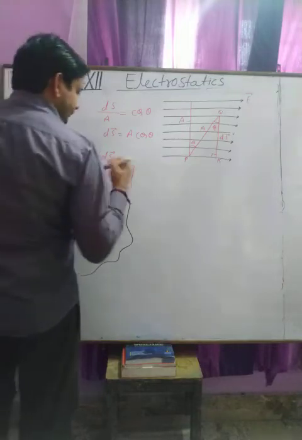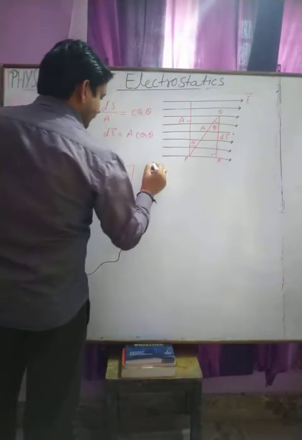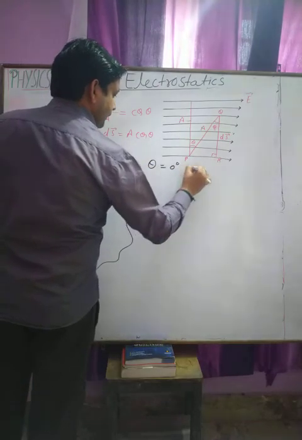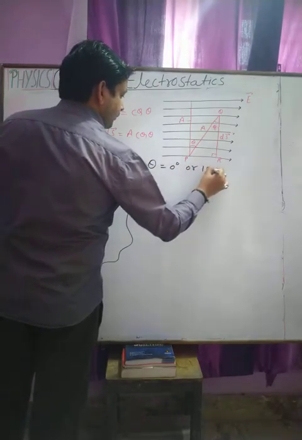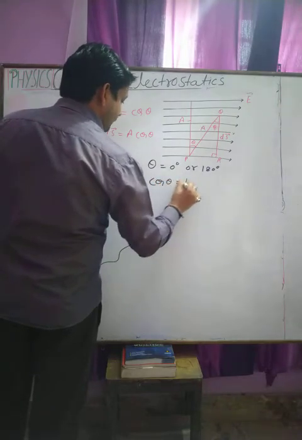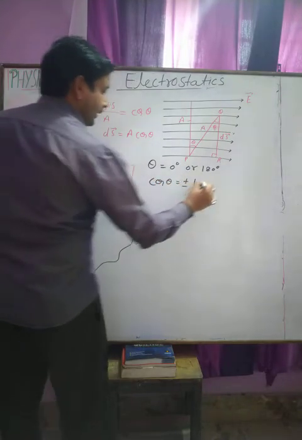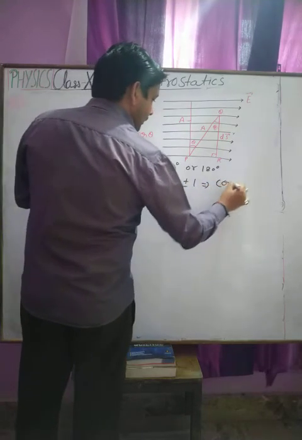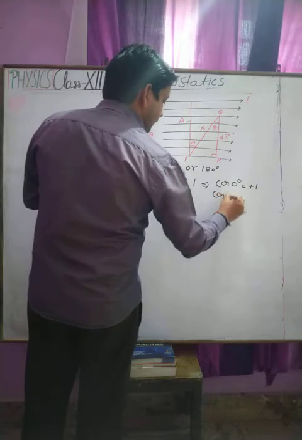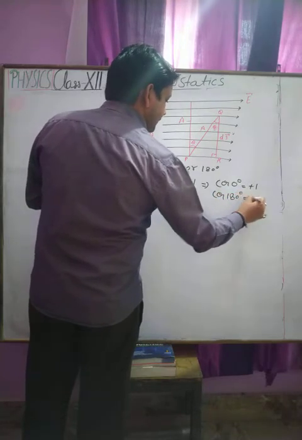For theta 0 degree or 180 degree, cos theta has value plus minus 1. That is, cos 0 degree is plus 1 and cos 180 degree is minus 1.